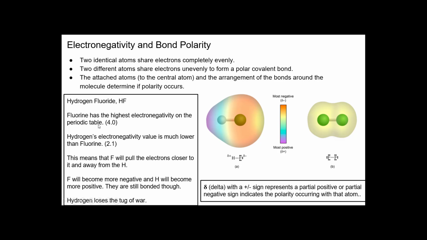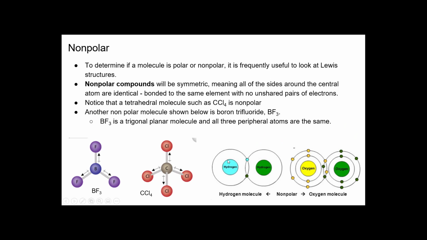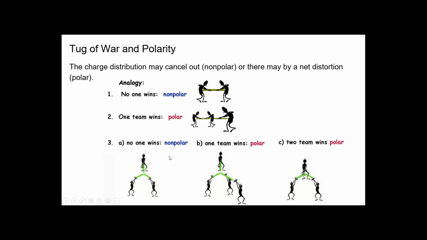So if we go back here, the attached atoms to a central atom and the arrangement of the bonds of the molecule determine if polarity occurs. So that's what we're going over here. If something's uneven right here, this is not symmetrical, and how the Lewis structure is, that's going to determine the polarity. But if something is all identical and the shape of the molecule allows the strengths to cancel out, it's not going to be polar.